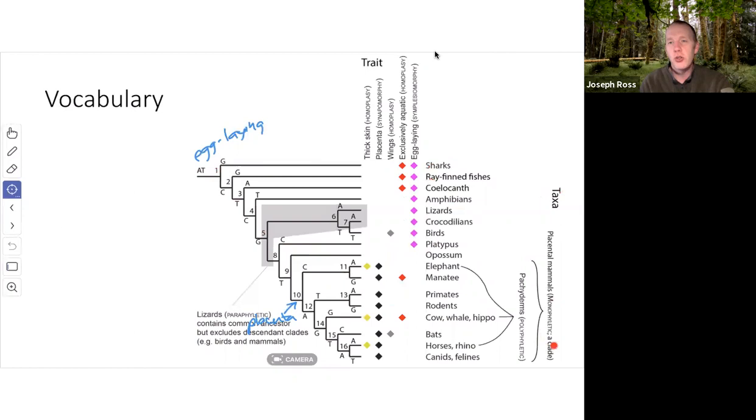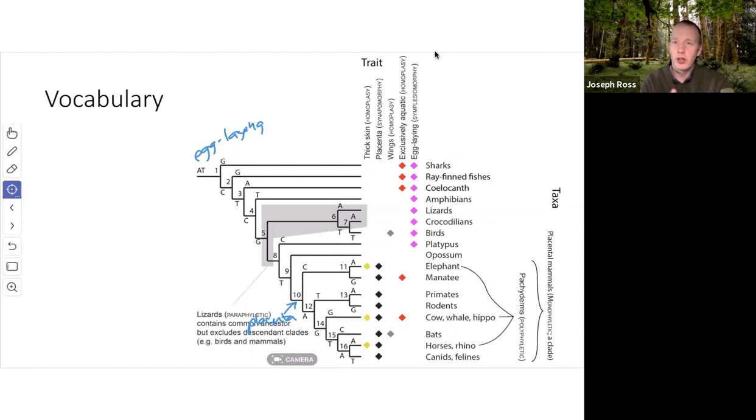So a clade is also called a monophyletic group, monophyly, one branch. It means that that is a group of individuals that all share a common ancestor based on that trait. So placental mammals is a monophyletic group. There's a single common ancestor to all of the species in that branch.